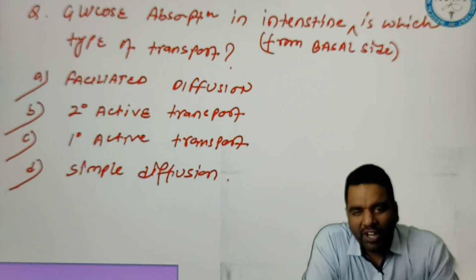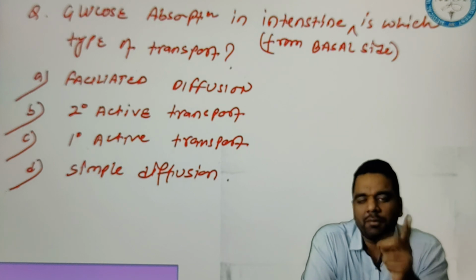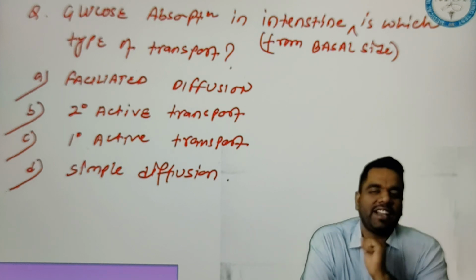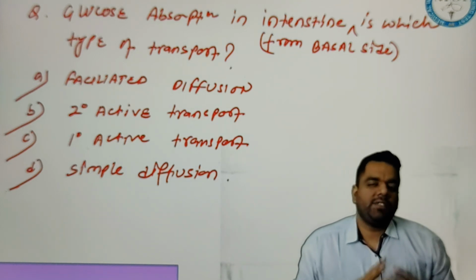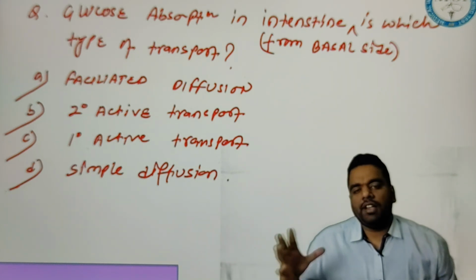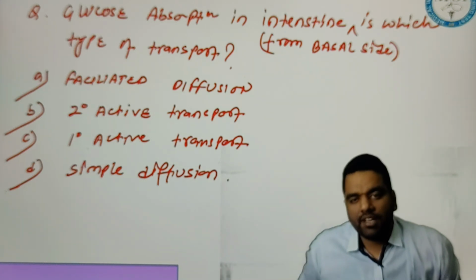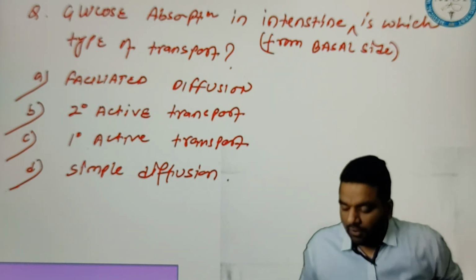This is facilitated diffusion, because it is mentioning that this is from the basal side, and on the basal side, the glucose channel is there, and glucose uses facilitated diffusion. If it is simply asking which type of transport glucose absorption in intestine is, not mentioning whether apical or basal, then initially it must cross the apical wall, so this is the SGLT, called secondary active transport. If it is mentioning whether apical or basal, you have to answer accordingly, right, guys?